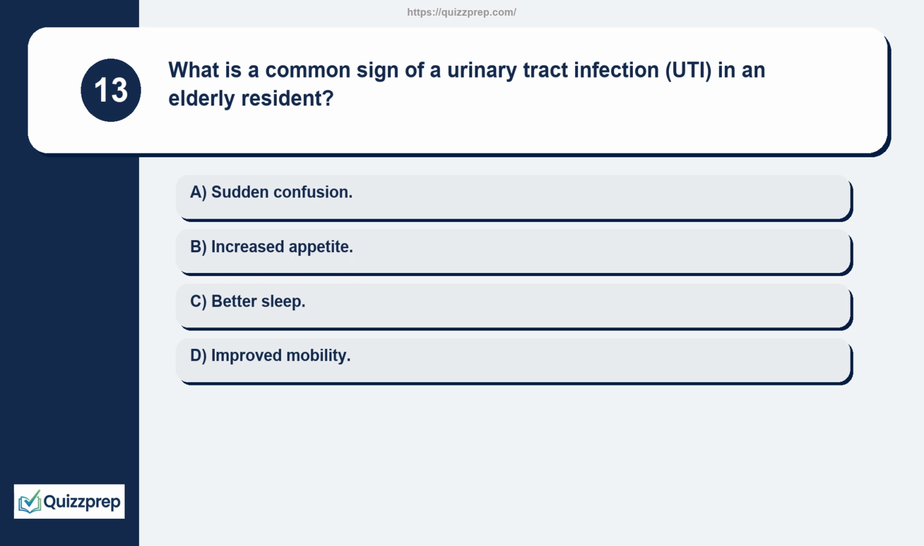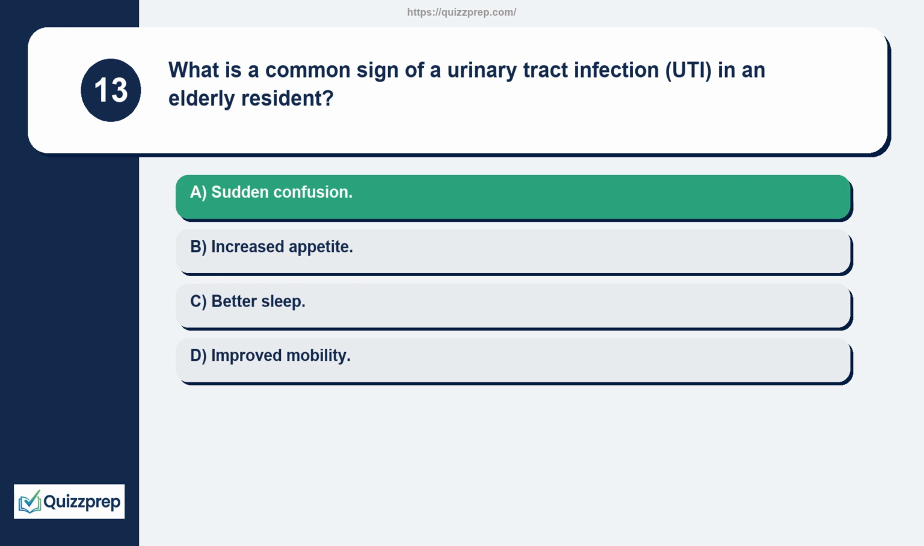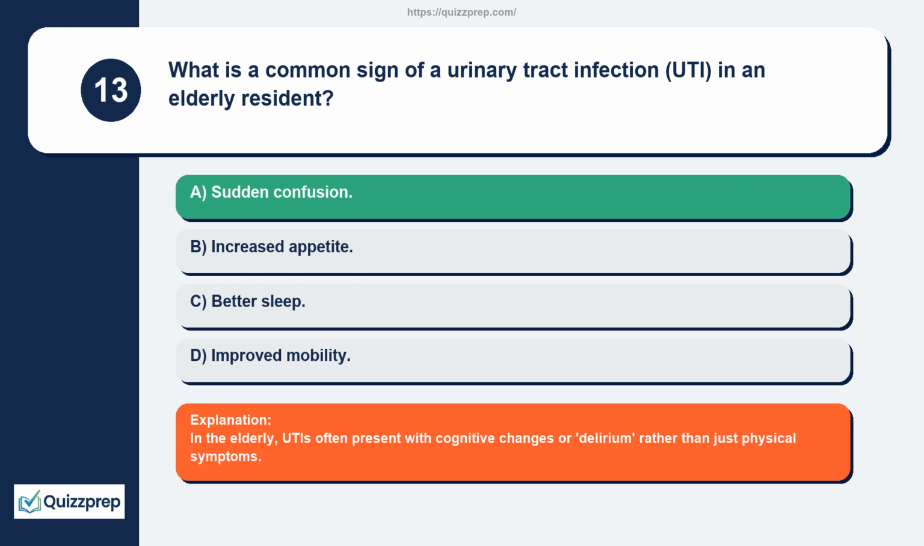Question 13. What is a common sign of a urinary tract infection, UTI, in an elderly resident? Sudden confusion, increased appetite, better sleep, improved mobility. In the elderly, UTIs often present with cognitive changes or delirium rather than just physical symptoms.